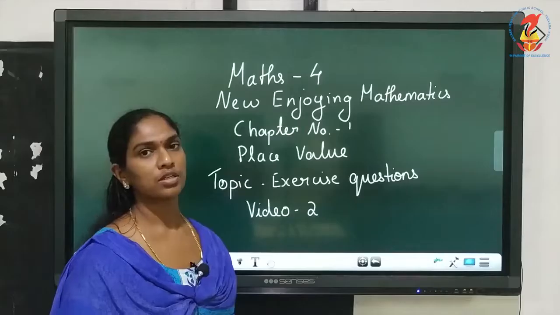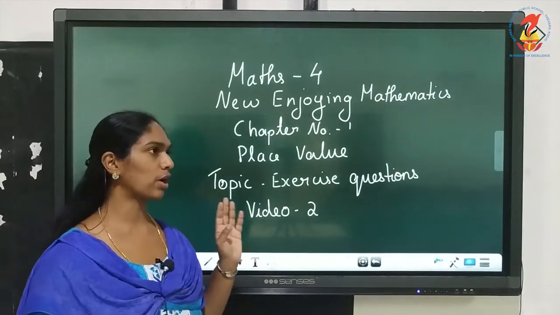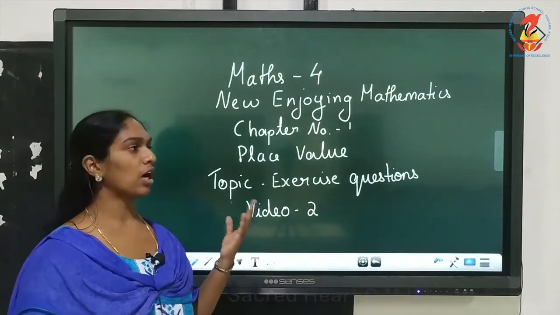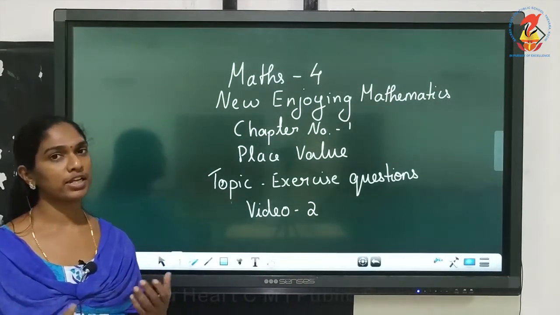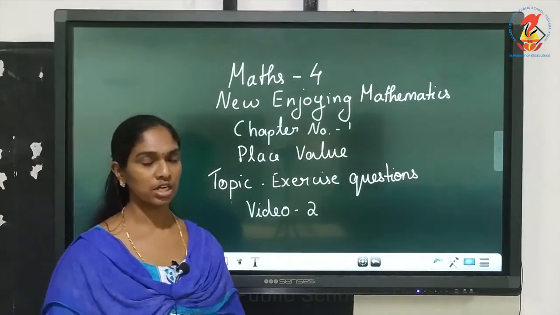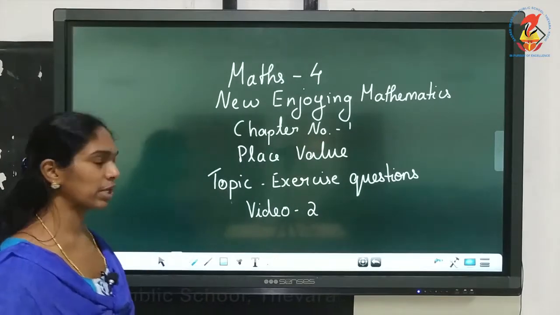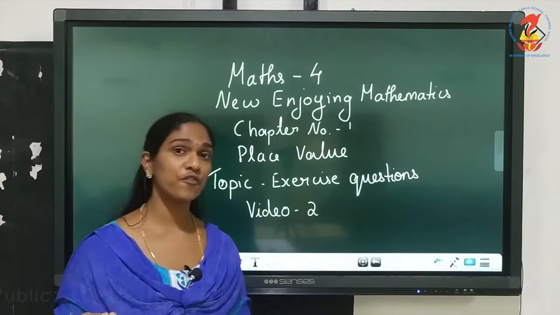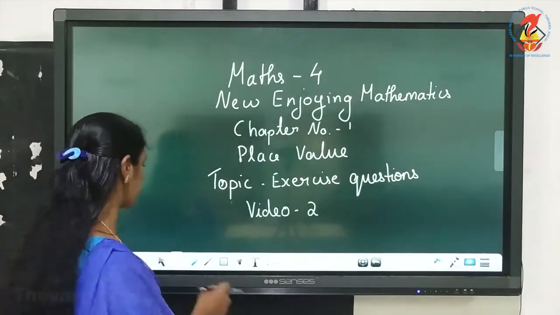Okay children, so in the last video we saw how to write 5 and 6 digit numbers, and then how to write the place value, expanded form, and the number name of 5 and 6 digit numbers. Now we are going to do some exercise questions, but before coming into exercise questions I would like to give you some notes on place value and face value. I will tell you what is the difference between place value and face value.